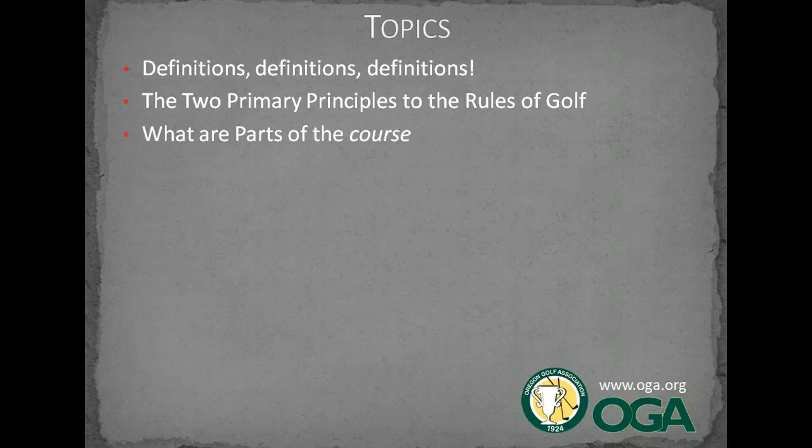What are the parts of the course? We're going to focus on that so you know where you are and where you've played from. We'll focus on Rule 13.2, which is dealing with the immediate area around you and where you want your ball to go, and specifically what you can and can't do to improve that area. 13.4, that's the rule that prohibits what you're allowed to do when your ball is in a hazard.